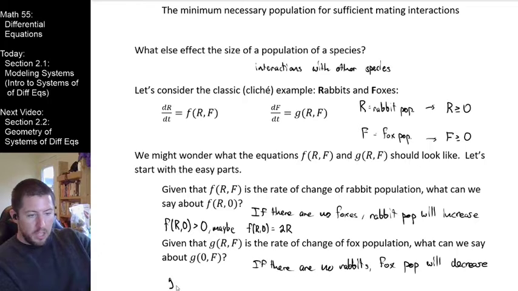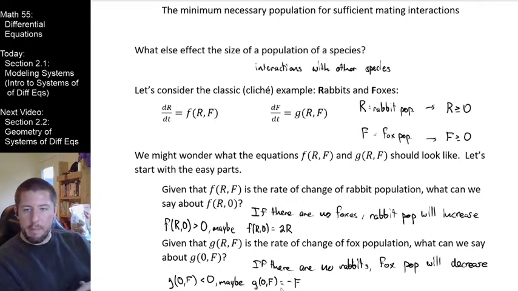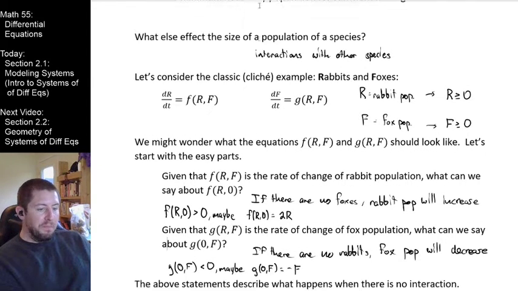Similarly down here, we can say g of 0, f. We know it should be negative. If there are no rabbits, the rate of change of the fox population will be negative. And so here we can maybe just say that we get g of 0, f is negative f. It's going to be decreasing proportional to the number of foxes that there are, or something like that.